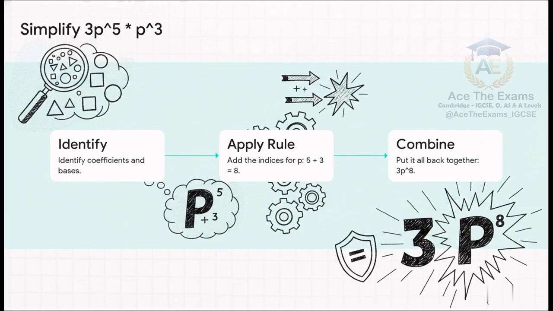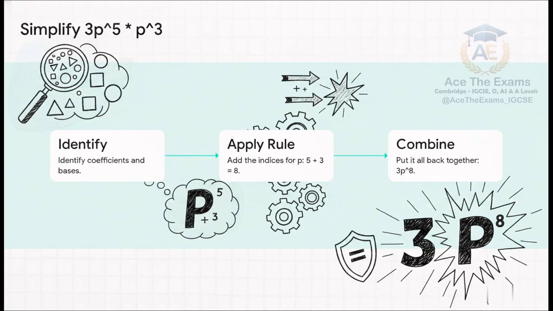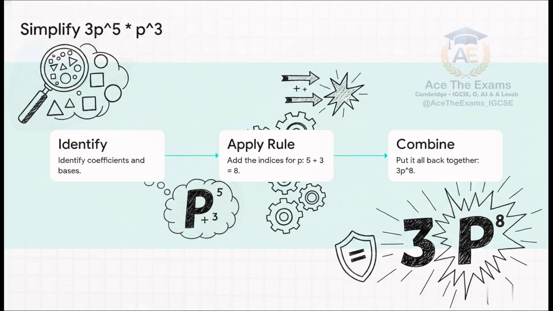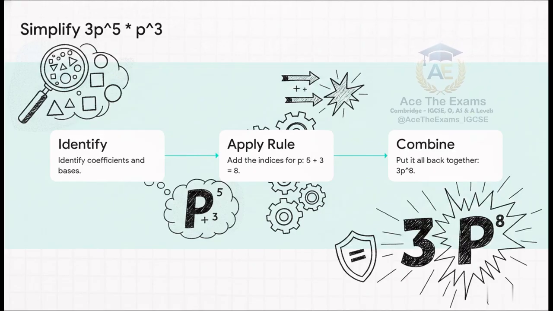Step 2, we apply our algebraic multiplication rule to the bases. Since we are multiplying p to the 5th by p to the 3rd, we simply add those indices. 5 plus 3 is 8. Step 3, put it all back together. The 3 stays right where it is, and our final combined result is 3p to the power of 8.